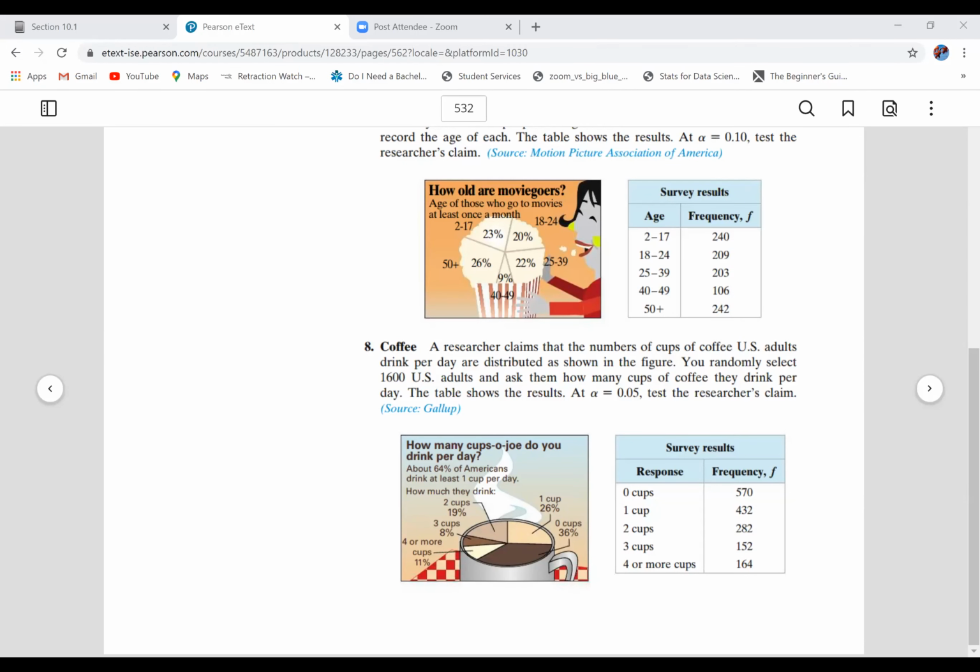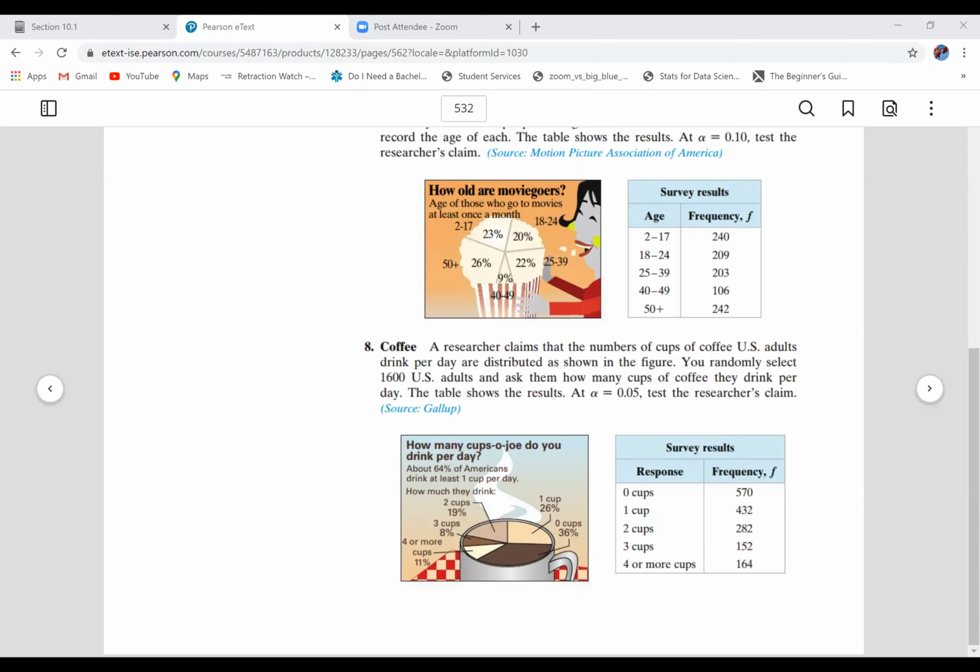Okay, so we're doing number 8. A researcher claims that the number of cups of coffee US adults drink per day is as distributed in that graph. So we wanted to check on that. So we select 1,600 US adults and ask them how many cups of coffee they drink per day. The table shows the results at alpha equal 5%, test the claim. Remember, guys, this is called the observed values here. The survey results are the observed values.